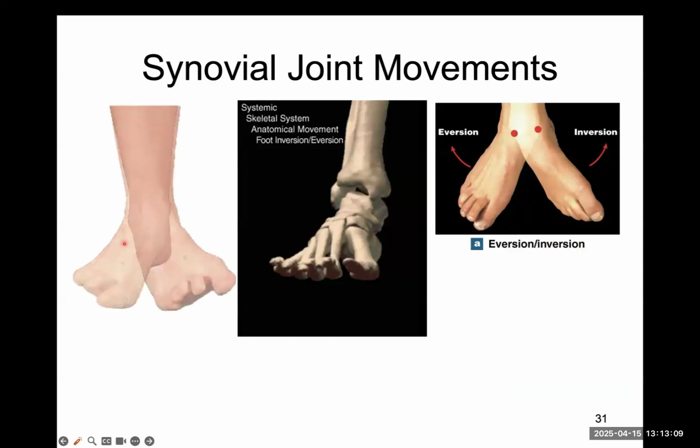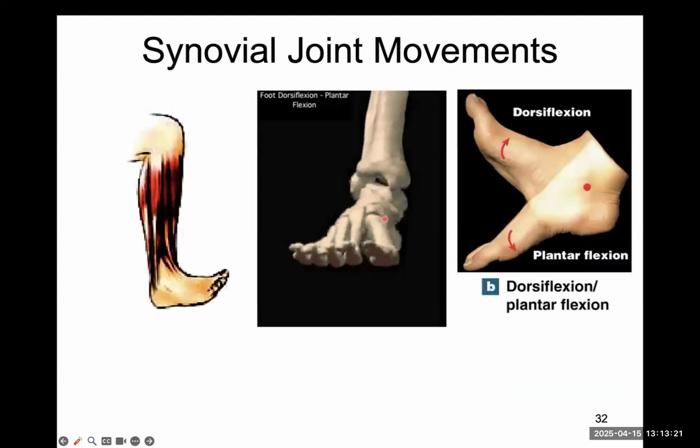This is eversion and then inversion. So this is kind of showing you that movement here. Inversion, your big toe is up. Eversion, your little toe is up.